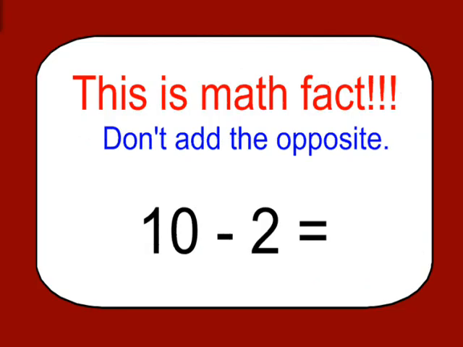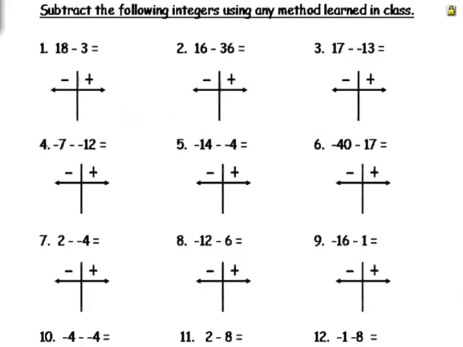Now, it's kind of funny because every time I show kids this method and I give them this question, that's just a math fact. 10 minus 2 is 8. Because what they'll do is they'll turn it into adding. They'll take the opposite of 2 is -2, and 10 plus -2 is 8. So if you see a math fact like that, don't turn that into an addition question. All right, let's do a few more of these.